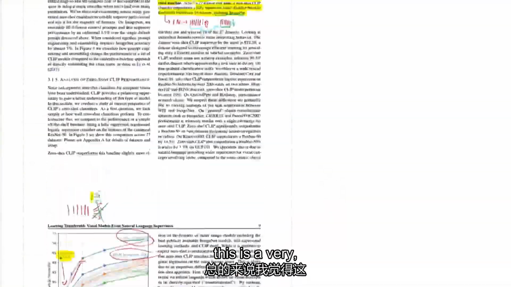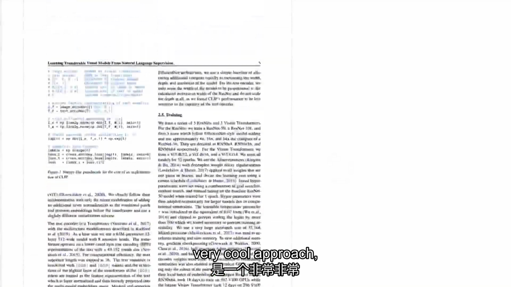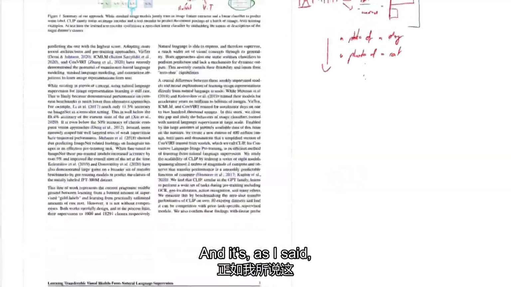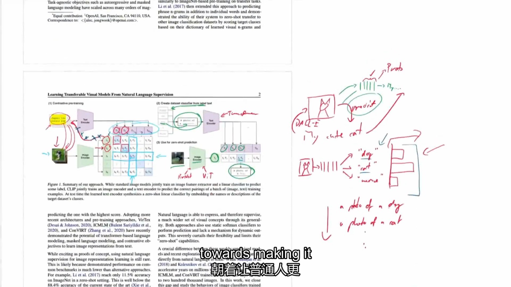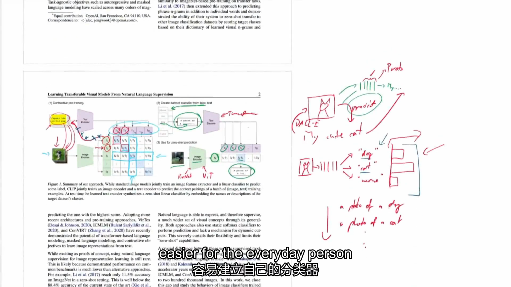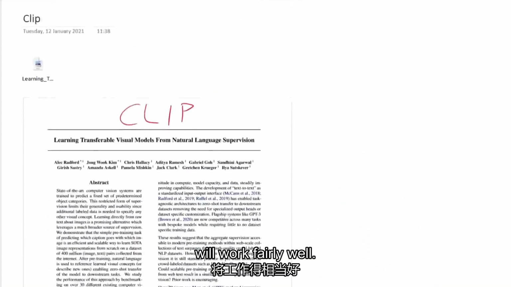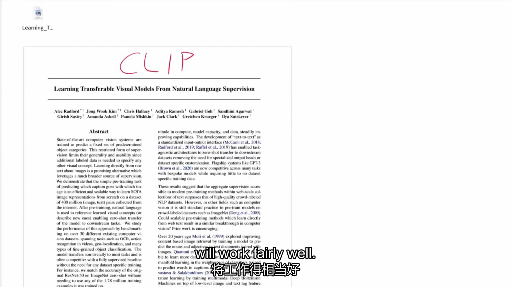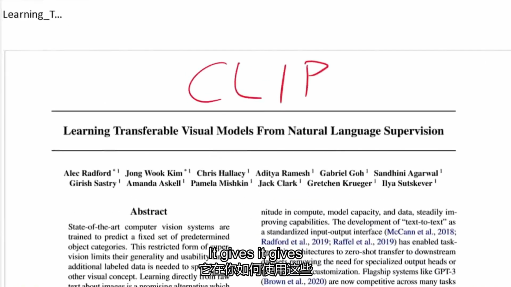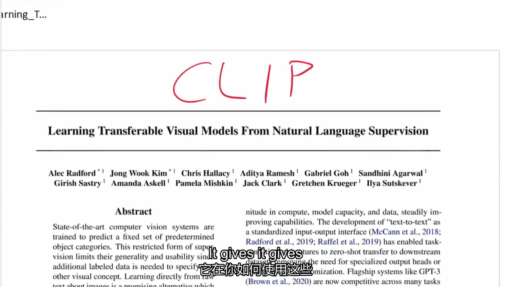But all in all, this is a very, very cool approach, I feel. And it's, as I said, a step towards making it easier for the everyday person to build their own classifier. You can do quite niche tasks as long as they're sort of natural images. This will work fairly well. I think it's pretty cool. It gives a little bit more freedom in how you work with these models.